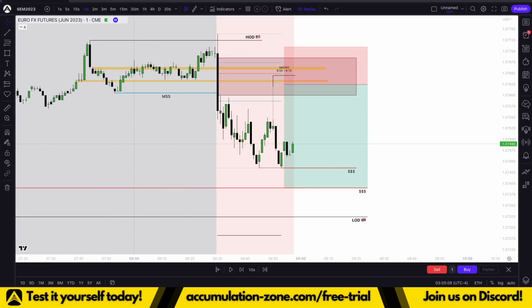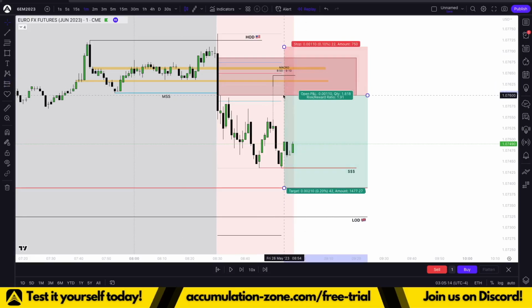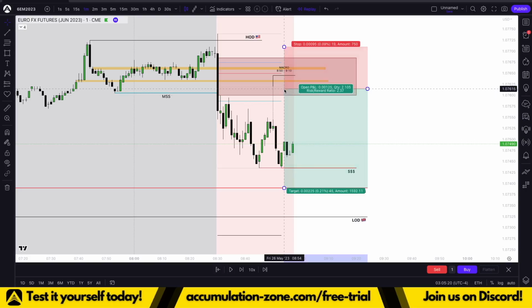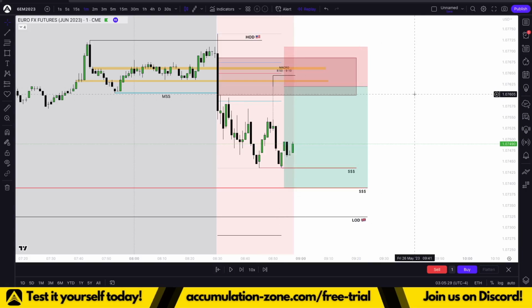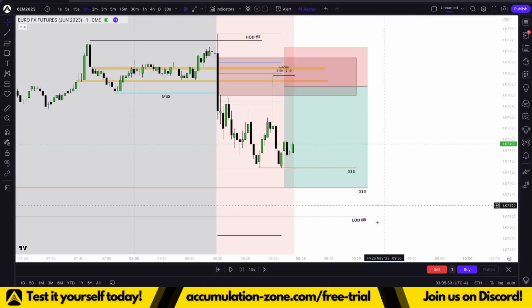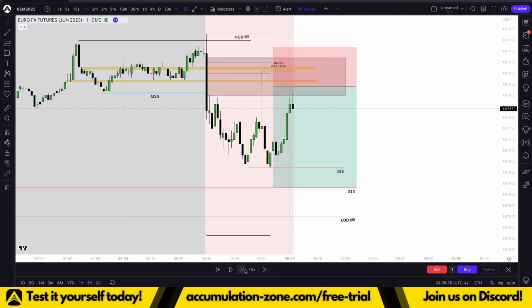So we could set multiple limit orders. I would set one on a 61.8 or at the bottom of this fair value gap. But then our risk to reward to those hourly equal lows isn't as great. I want to have at least a 2-to-1 risk to reward. That's why I would go for the entry right here on the 61.8 Fibonacci retracement. Here are the settings for the Fibonacci tool. And yeah, then we just wait for price to hit our limit order.